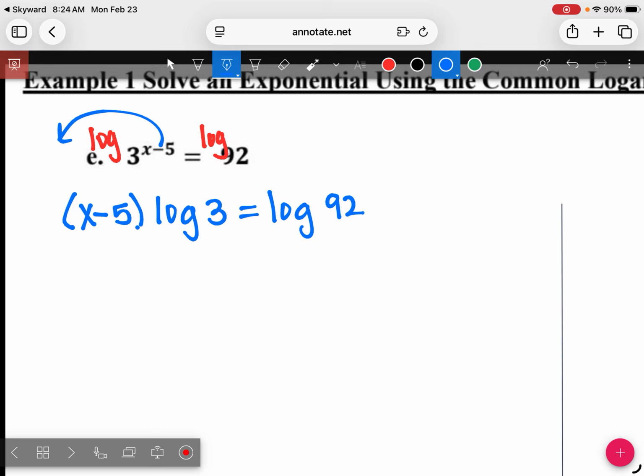What do you think I'm dividing both sides by? What's over there with the X? 5. Log of what? 3. First thing you have to do before you can touch anything in the parentheses is get rid of this log.